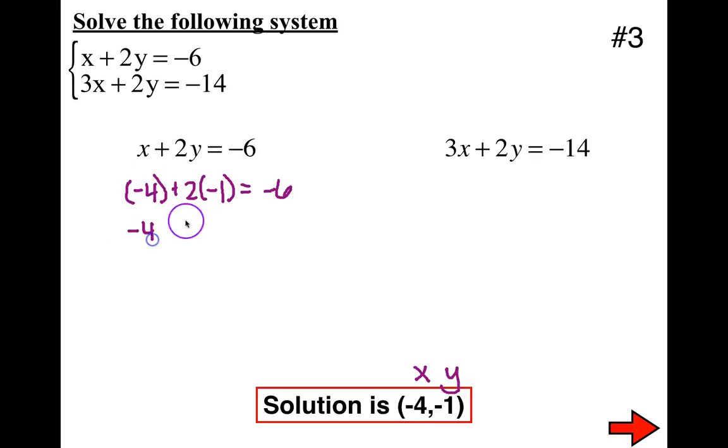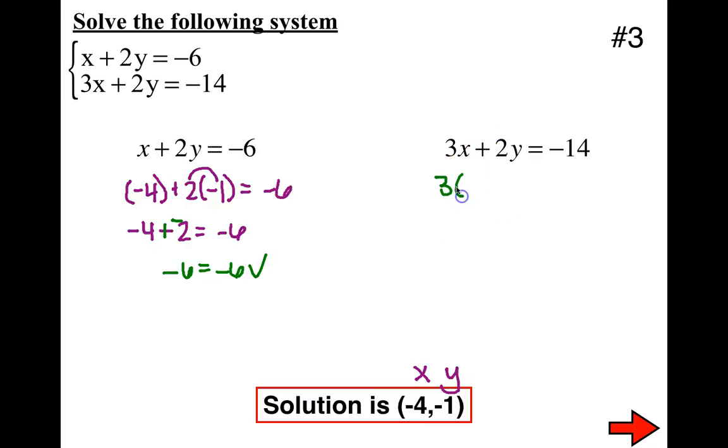Here we have negative 4. 2 times negative 1 is a negative 2 equals negative 6. So here you can add the opposite. I'm left with negative 6 equals negative 6. So this checks out.